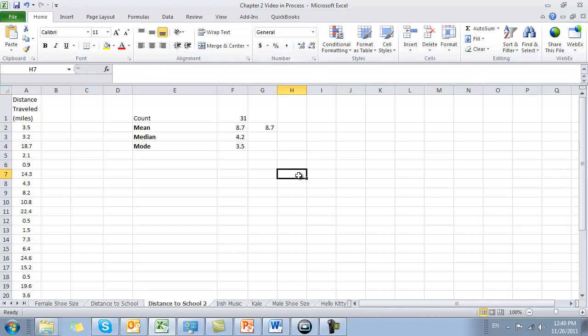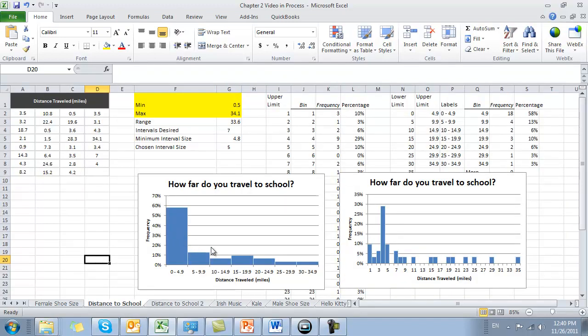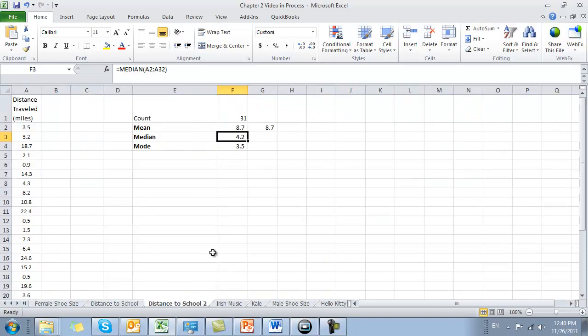There we have it. Our mean is 8.7, but our median is 4.2. Why is our mean greater than our median? Because we have skewed data, specifically positively skewed data. I'm going to flip back to when we plotted it. You see we have this long tail over here. It is positively skewed data. There's our mean, median, and mode.